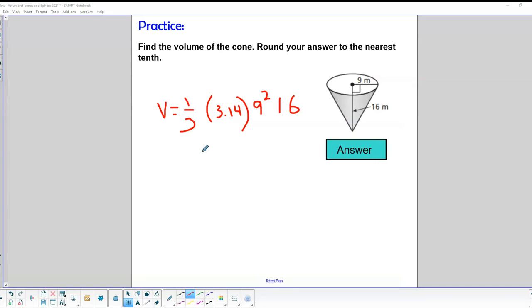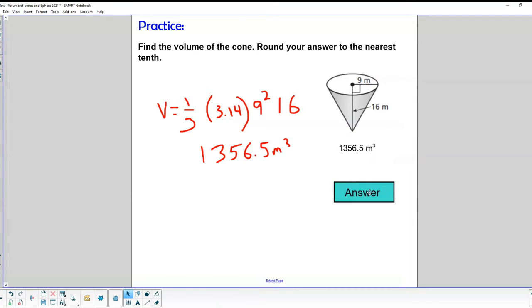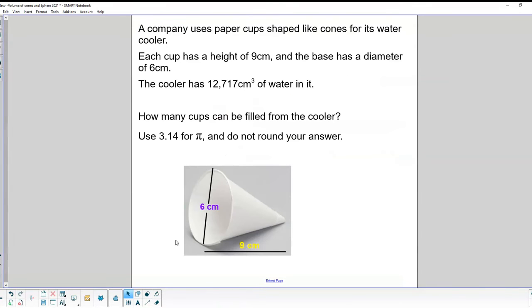So we end up with 1,356.5 meters cubed. Check our answer. Looks good. We're just batting 1,000 so far.